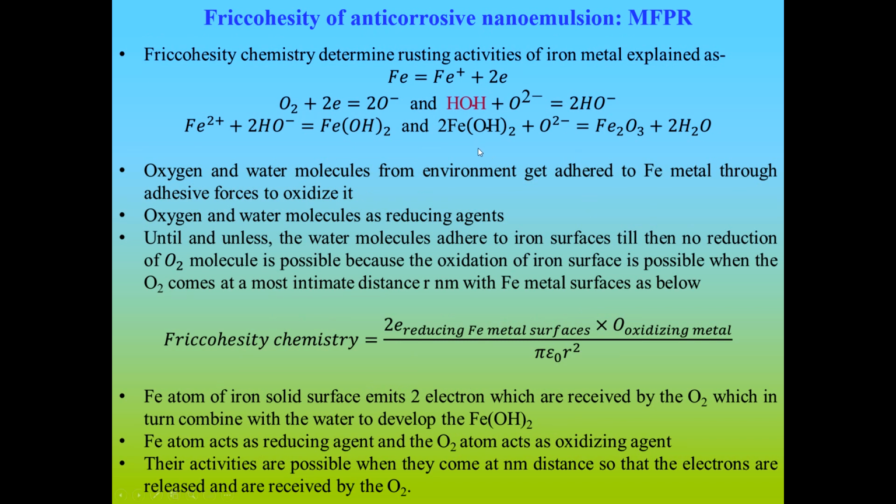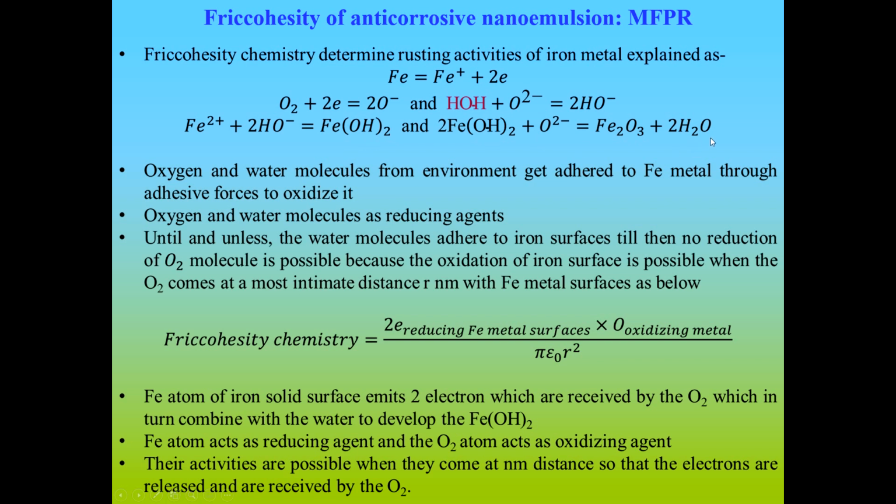So now another important point. Friccohesity of anti-corrosion nanoemulsion. Everyone knows that rusting cannot occur without moisture, and cannot occur without oxygen. So oxygen and the water moisture adhere very closely to the surface of the metallic iron items. When they are very closely adhered to this, what will happen? This undergoes oxidation. Oxygen, the oxidizing agent, quickly takes, and this again attracts the water. Then this also develops hydration, so hydroxide is developed.